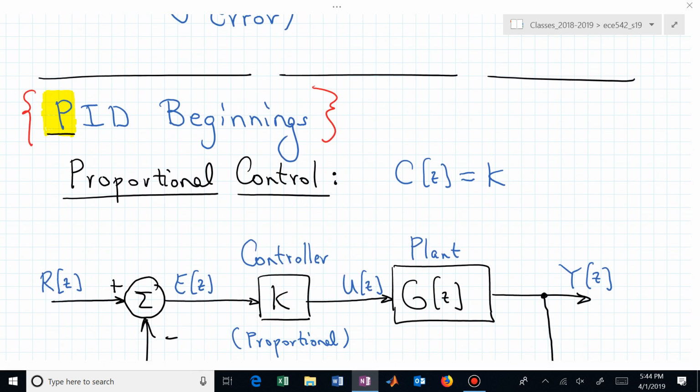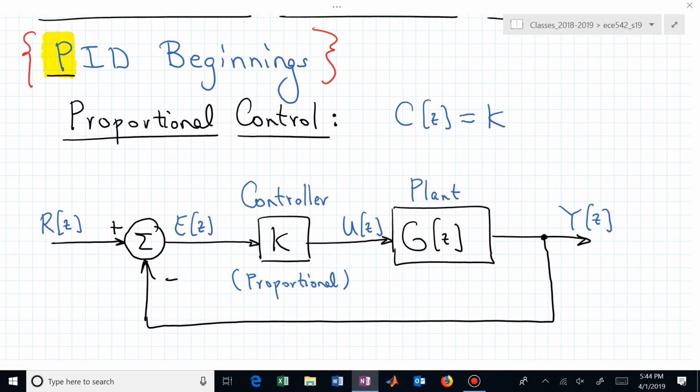Here are the PID beginnings, and I apologize for scrolling through this, but I know that you have notes and you have this block diagram implanted in your brain. You know G, that's the plant, and you don't even need your calculator to remember this. Right, Carter? Anyway, we have K, that's what we're focusing on now, the proportional control.